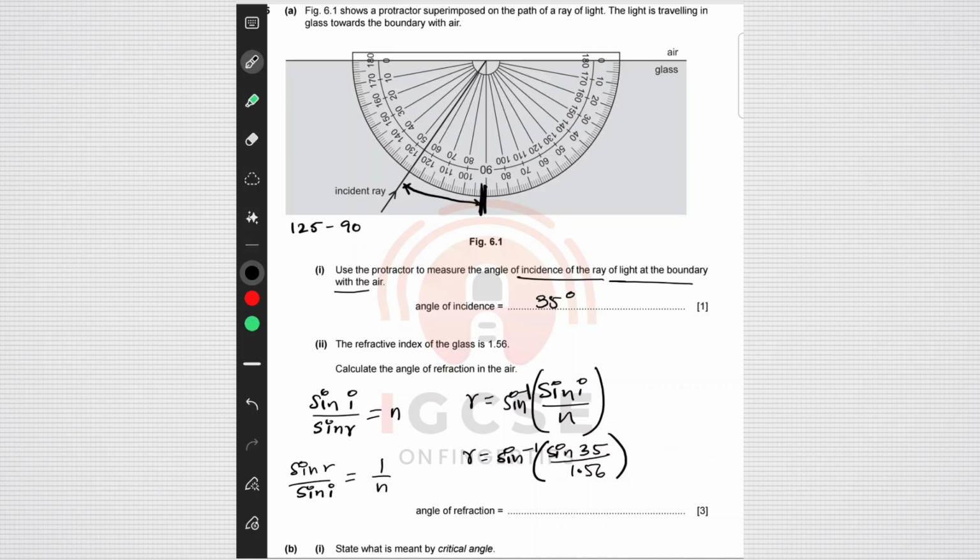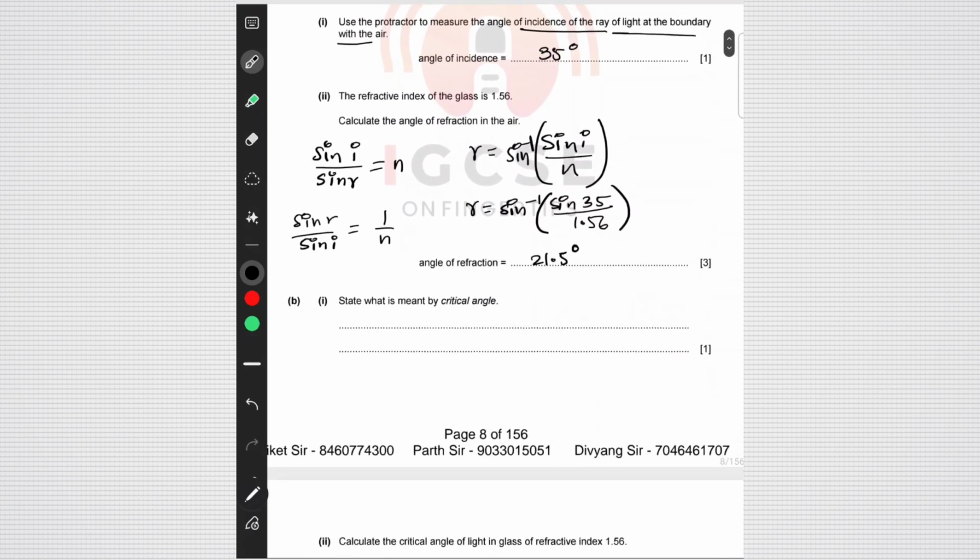Also check if your calculator is in degrees, sometimes it might be in radian. First let's find sine 35, divide this by 1.56, you get a very small number, and then sine inverse of this answer gives you 21.57. So 21.6, you can't say 21.6 because you don't have that many divisions. 21.5 degrees it is.